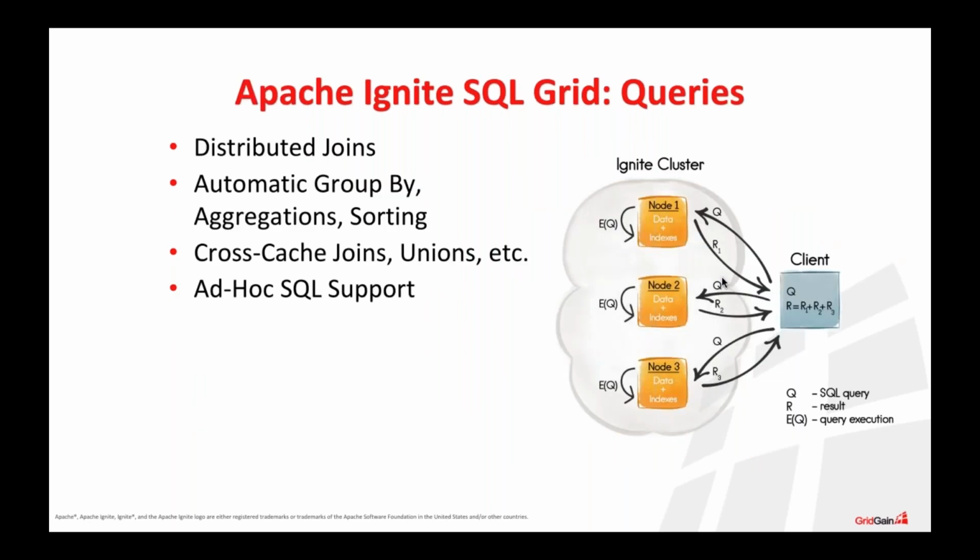And finally, to wrap up our discussion around SQL Grid, here is a general overview of what is supported: distributed joins, grouping, and sorting of the data. As for the joins, we support collocated and non-collocated joins. And all these capabilities eventually allow us to use Apache Ignite for ad hoc SQL query execution.